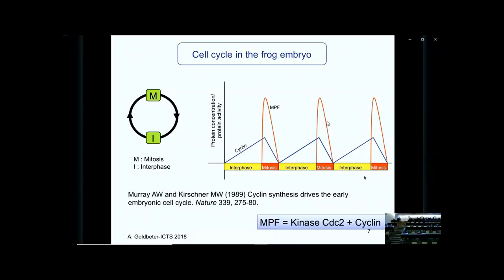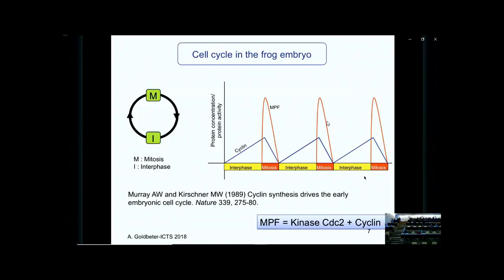these early cell cycles in the frog embryo consist of sequences of an interphase and an M phase, mitosis itself. And the mitosis was found to be triggered by a protein factor, which was called MPF, for mitosis promoting factor or maturation promoting factor. So there was a peak of MPF bringing about mitosis, and then an interphase leading to the next peak of MPF. And once mitosis was completed, MPF was inactivated.